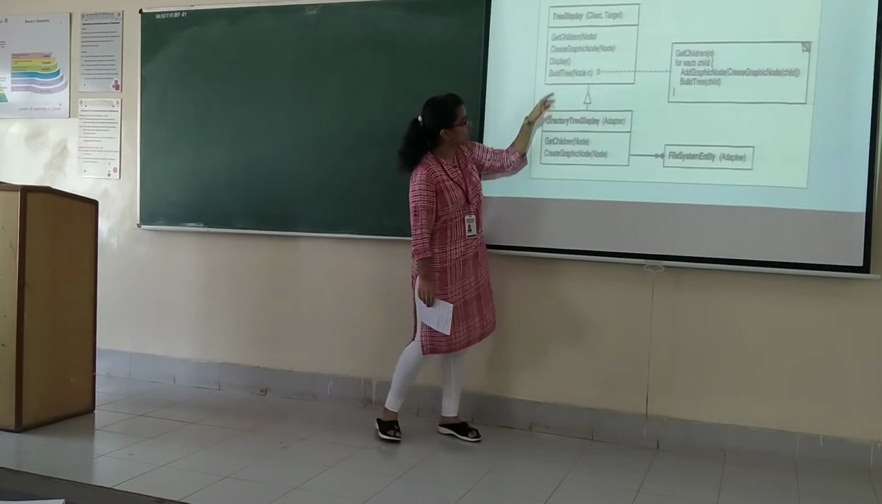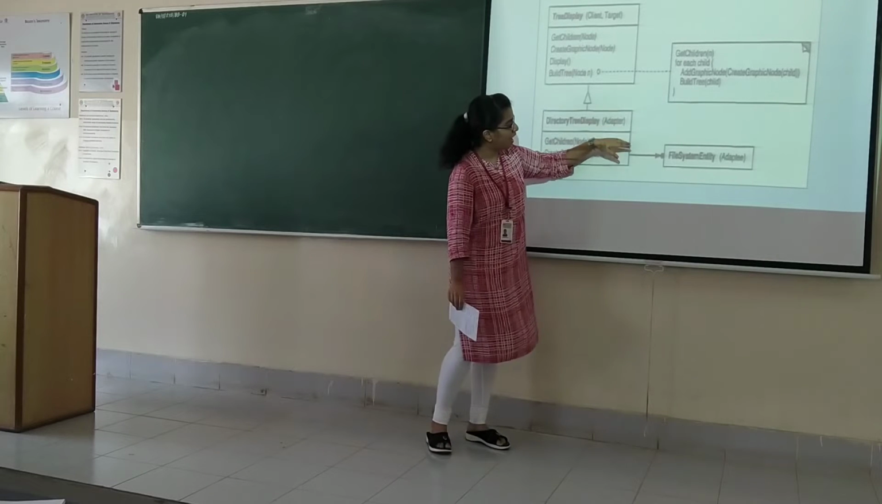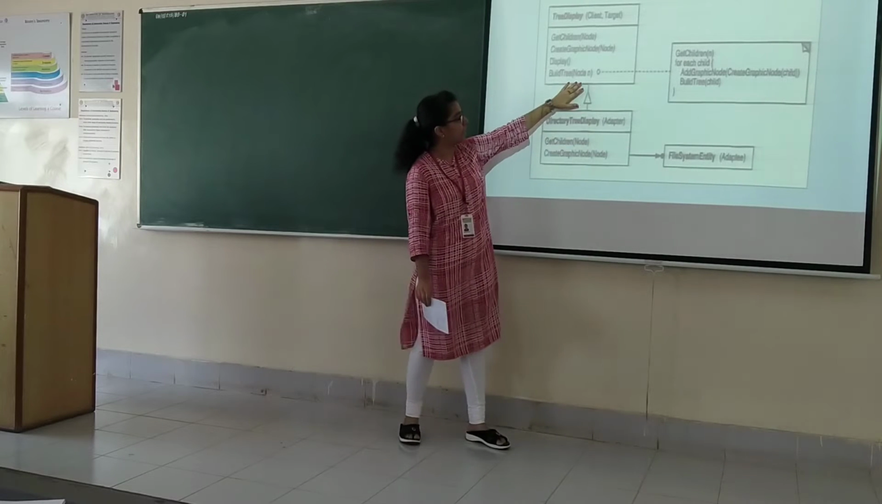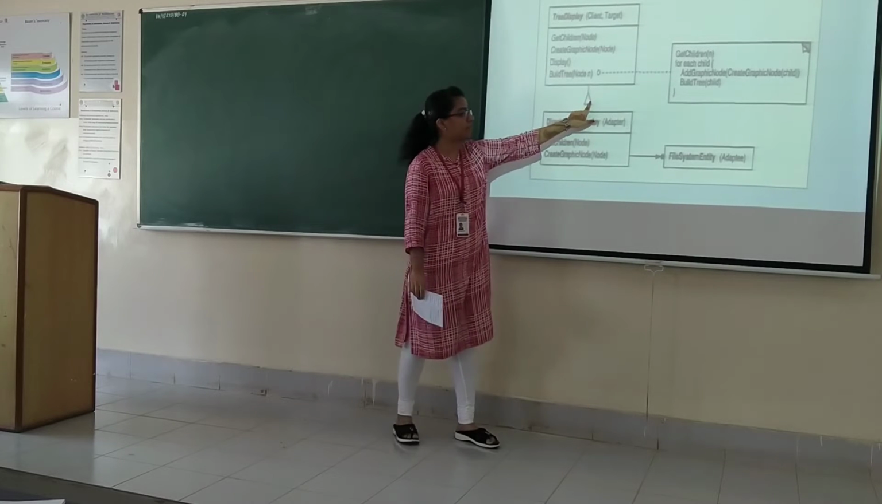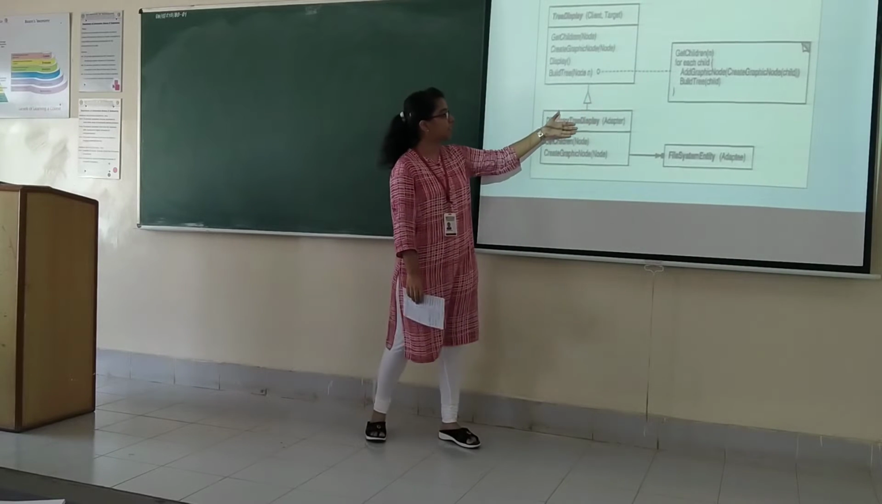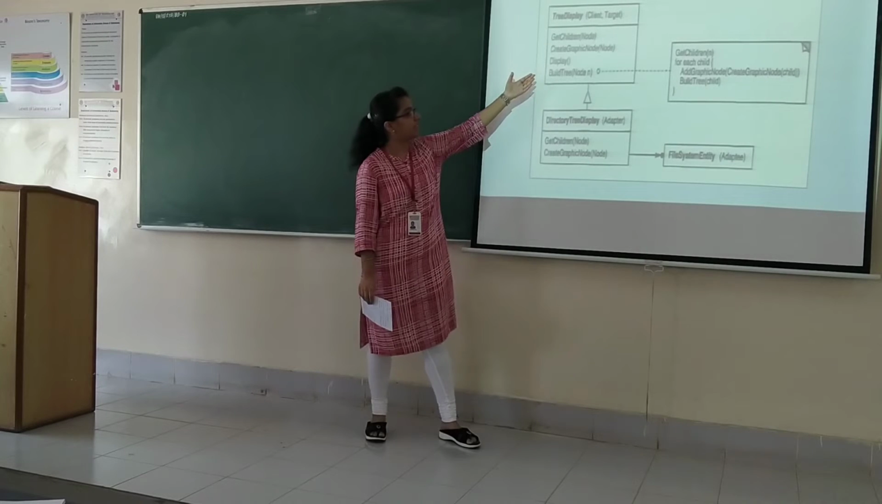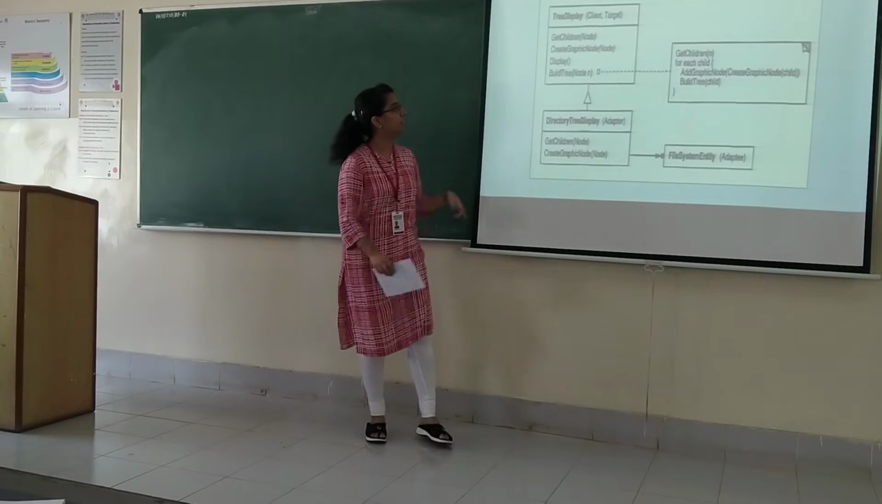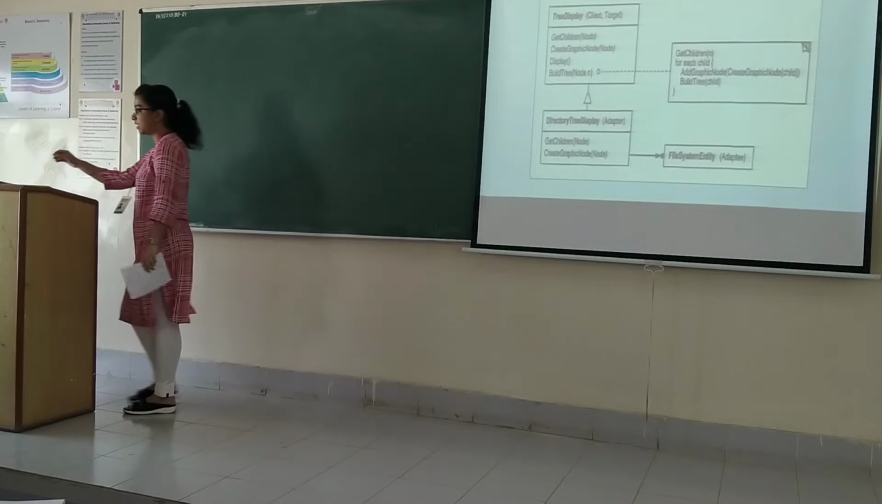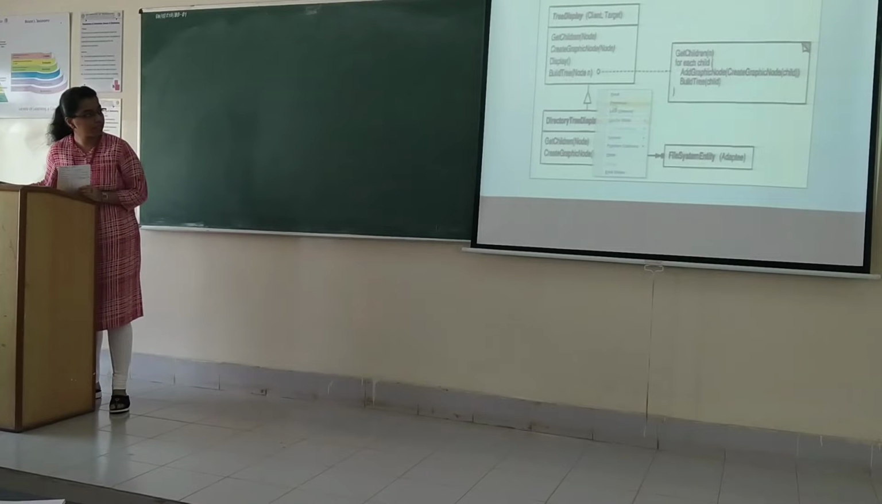Tree display class and directory tree display, and it is being inherited. This is a UML diagram. It represents the inheritance, and this class is the parent class and that is the child class, and it is being inherited and used accordingly. Let us see how this implementation is done.